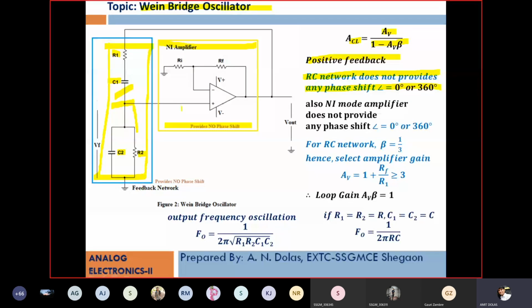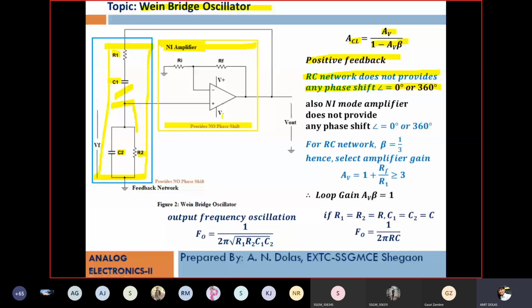If I use inverting mode, it will provide 180 degree phase shift, and Barkhausen's criteria will not be followed. Total 360 is needed, and the feedback network is not providing a phase shift, so your amplifier should not provide the phase shift. And you know non-inverting mode of operation does not provide any phase shift. What is the formula for the non-inverting amplifier? V0 is equal to 1 plus RF upon R1 into Vi, where there is no minus sign.